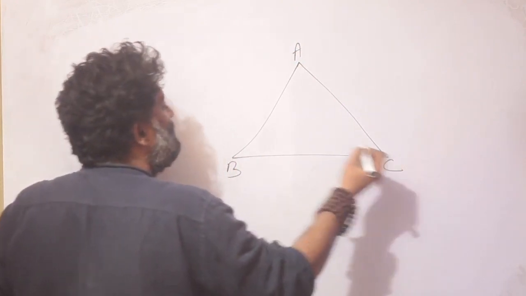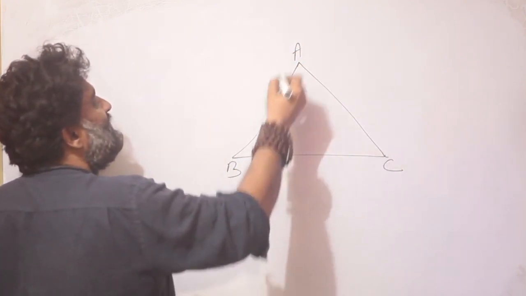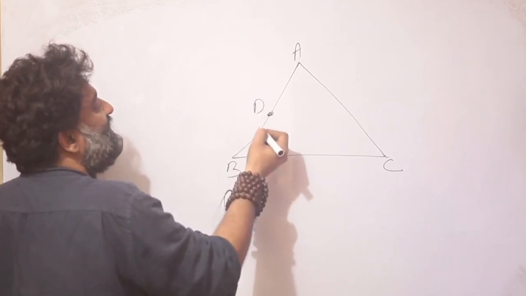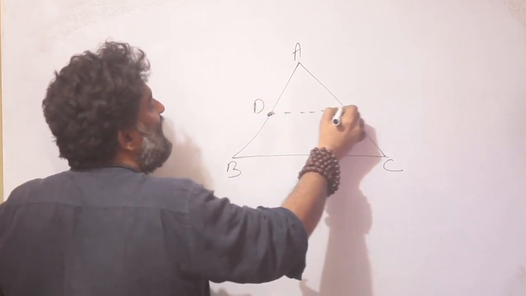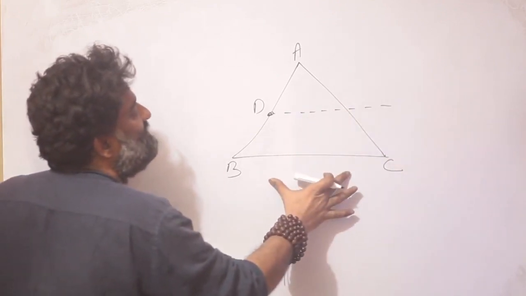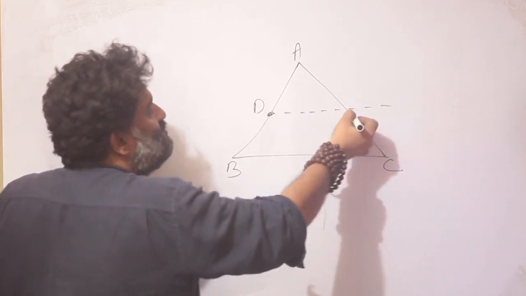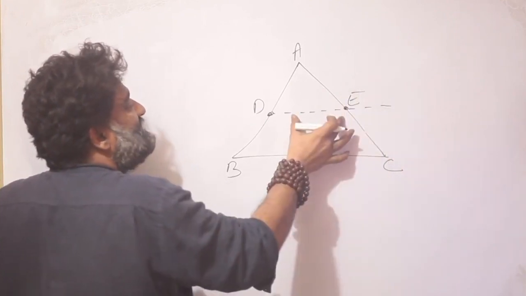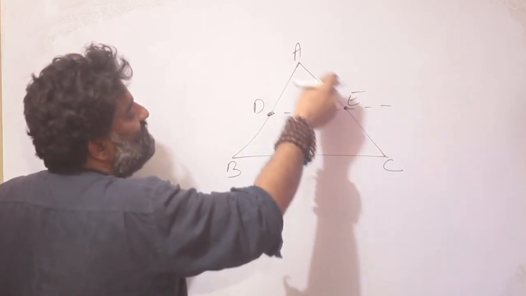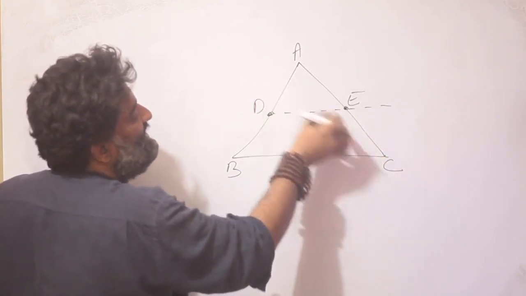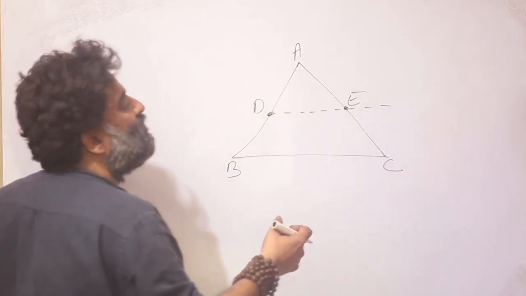So I have a triangle ABC and I find the midpoint of one side and call it D, let's say. And from this midpoint I draw a line parallel to another side, being BC. And if I do so, this line will end up bisecting line AC, or E is the midpoint of AC, or AE is equal to EC. This is what I want to prove.